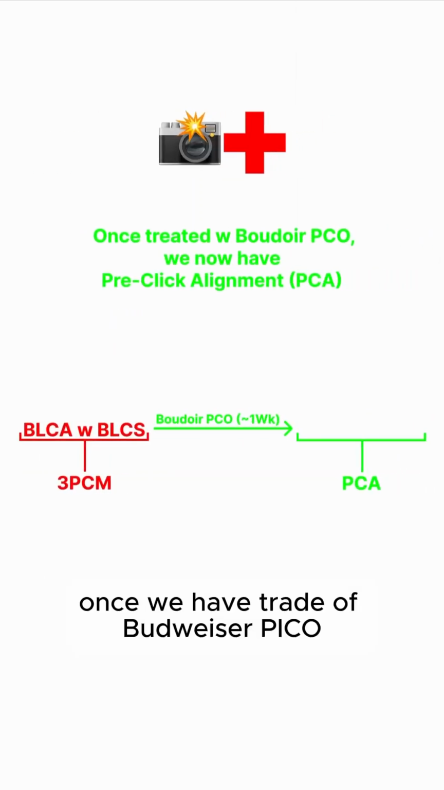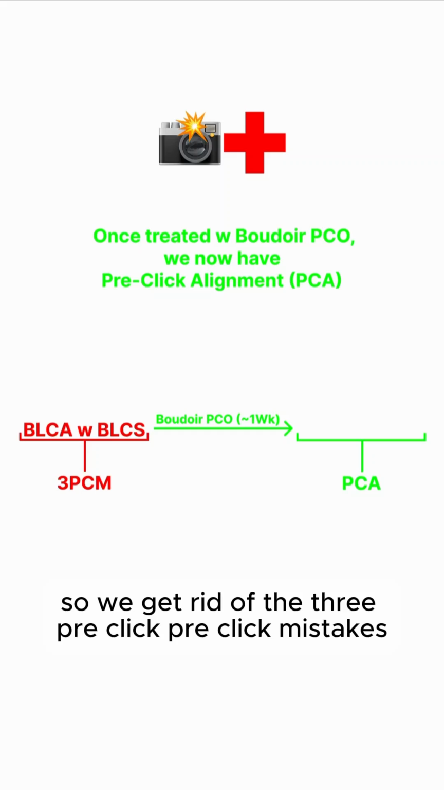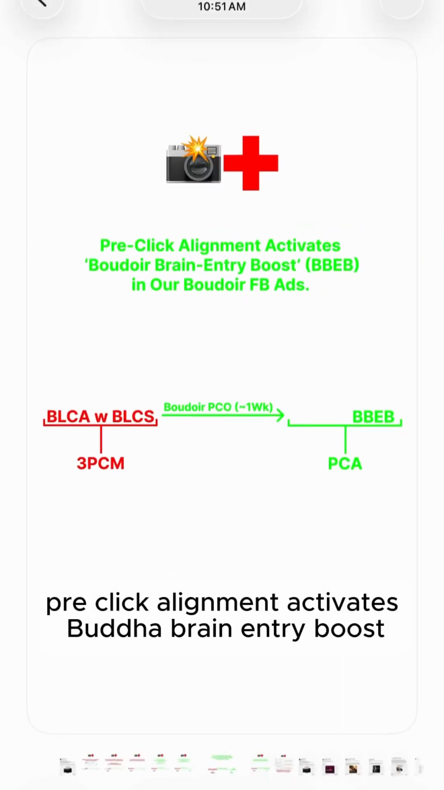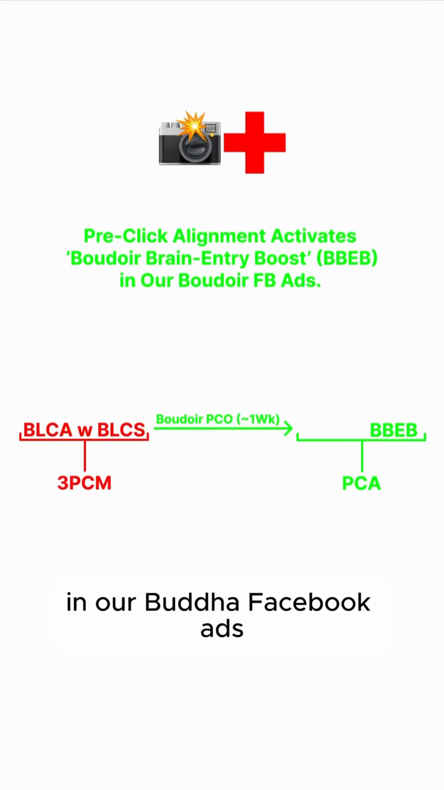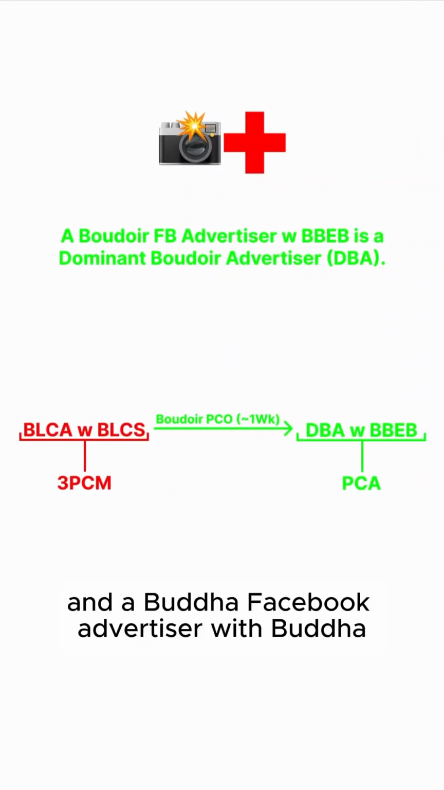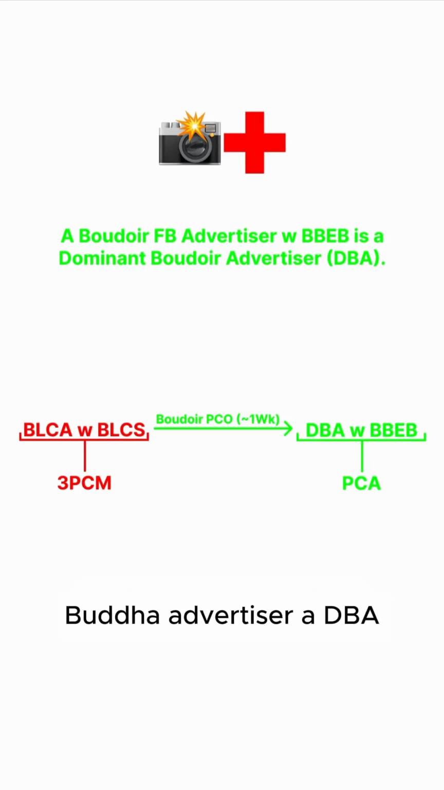Once we have treated with Boudoir PICO, we now have pre-click alignment, PCA. That's what we're looking for. So we get rid of the 3 pre-click mistakes, we achieve pre-click alignment. Now, pre-click alignment activates Boudoir brain entry boost in our Boudoir Facebook ads. Basically, we got our unique CTR above 6%. And a Boudoir Facebook advertiser with Boudoir brain entry boost is a dominant Boudoir advertiser, a DBA. This is our full universe here.